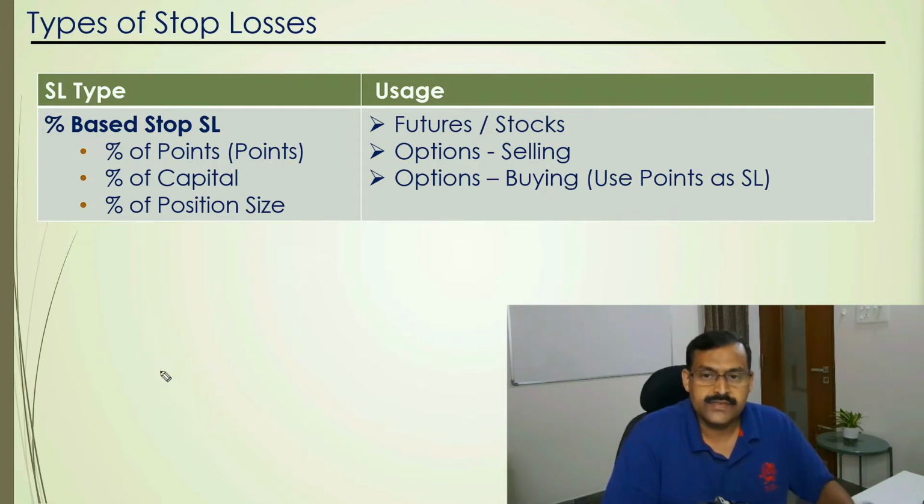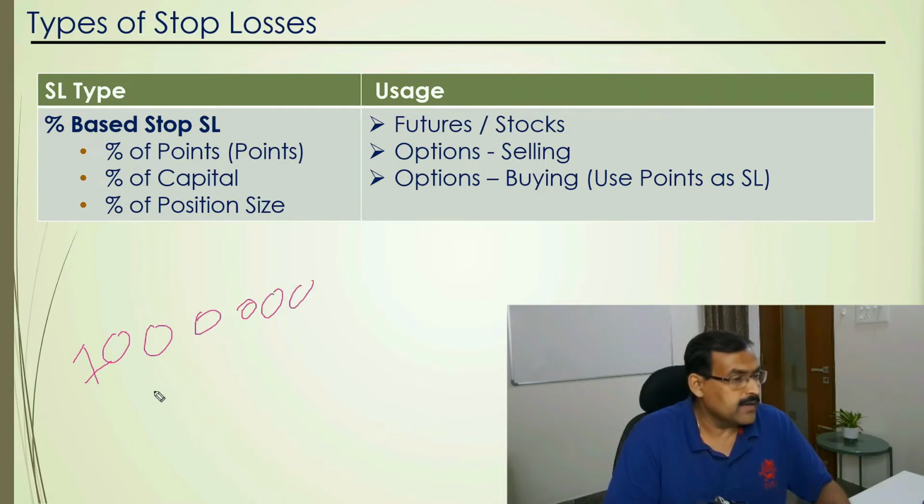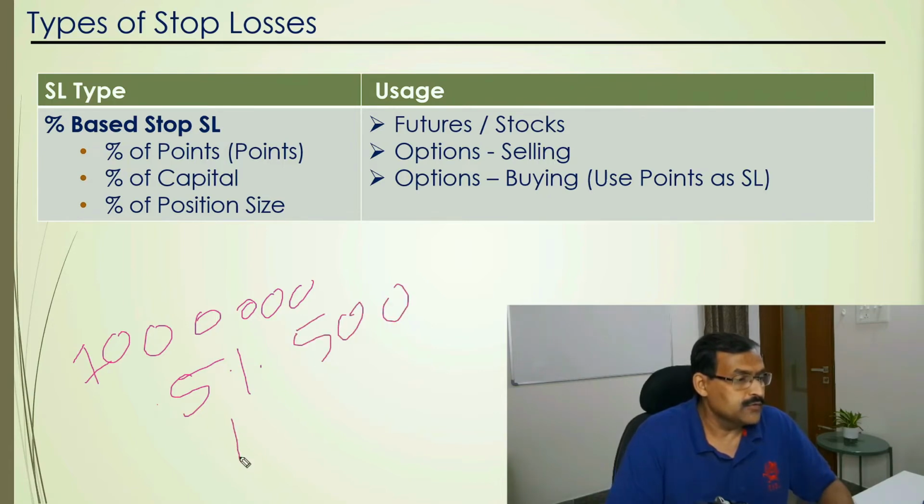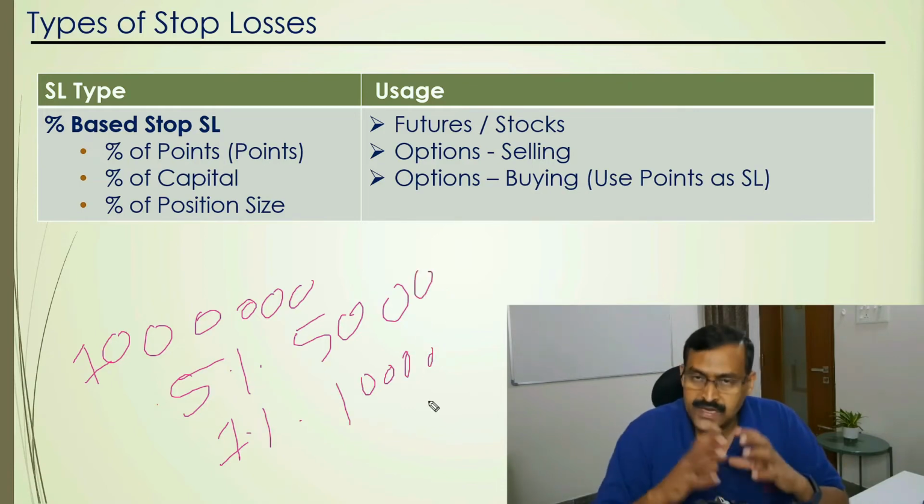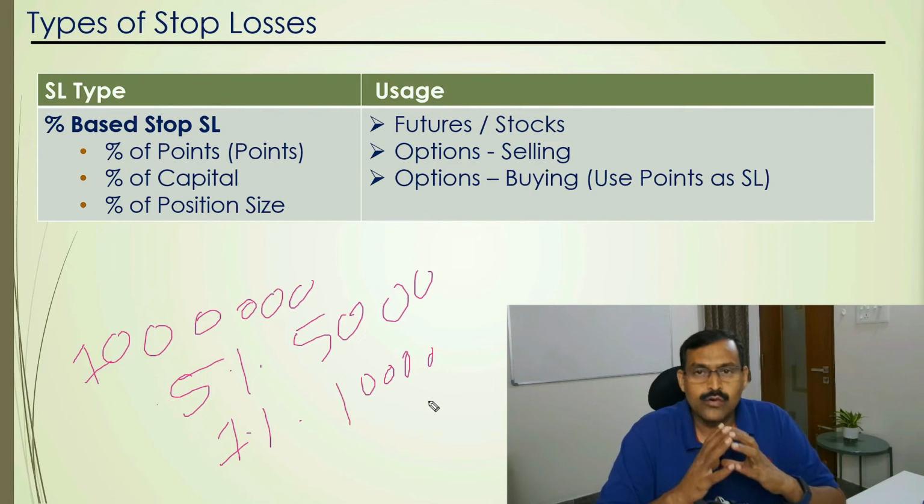Next one is the percentage of position size. For example, if your position size is 10 lakh out of your overall capital, then you can go for 0.5% of your position size, which is 5,000. If you choose 1% of the overall position size, which comes out to be 10,000, which of course should be less than 1% of the overall capital.